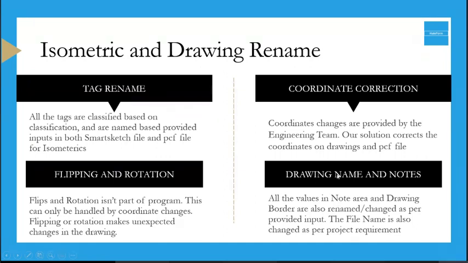Next one is drawing name and notes. The note area and the drawing border, everything will be changed as per the rule. The file name will also be changed as per project requirement. And whatever is changed in this, a report will be created with original values and the new values, so that you can have a look if you want to check, and if you want to have a change management, that can also be done.